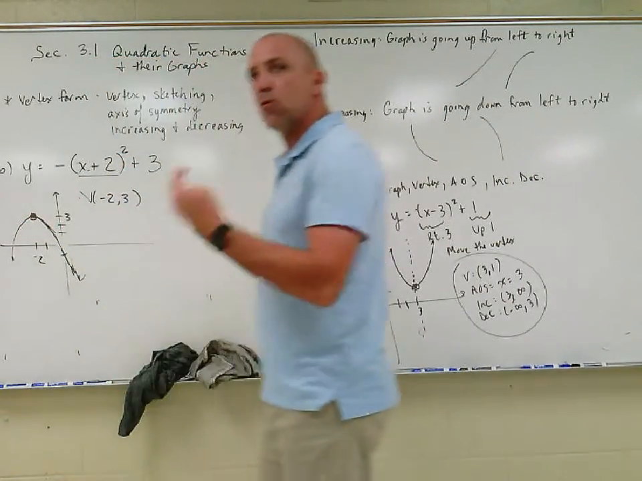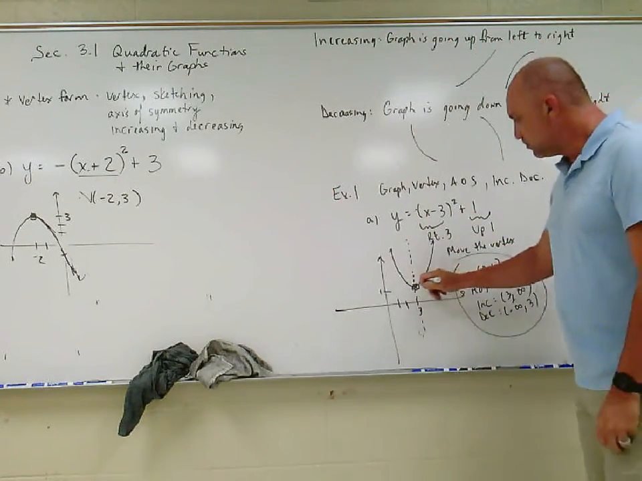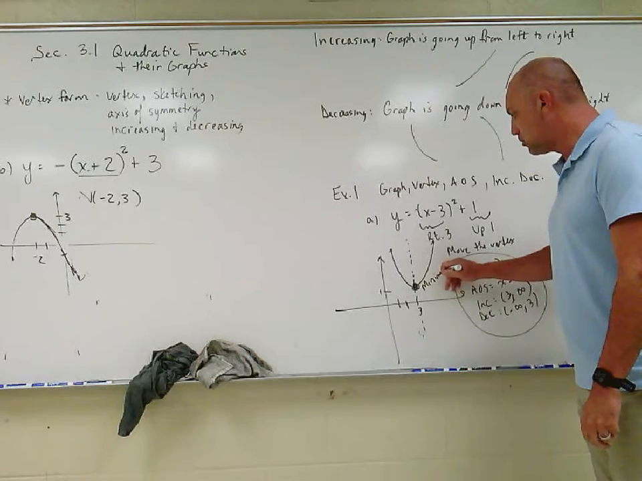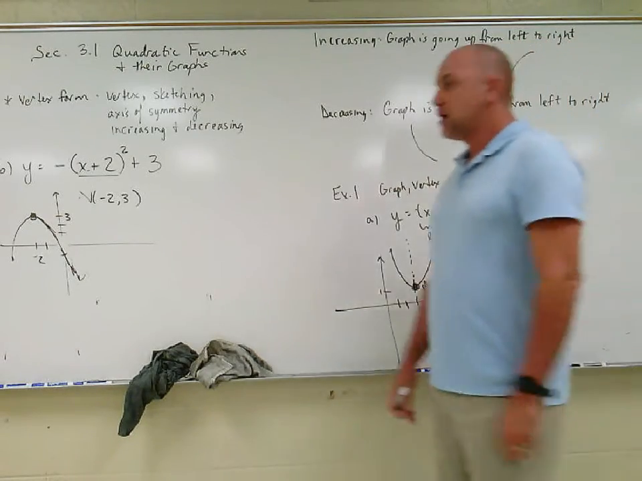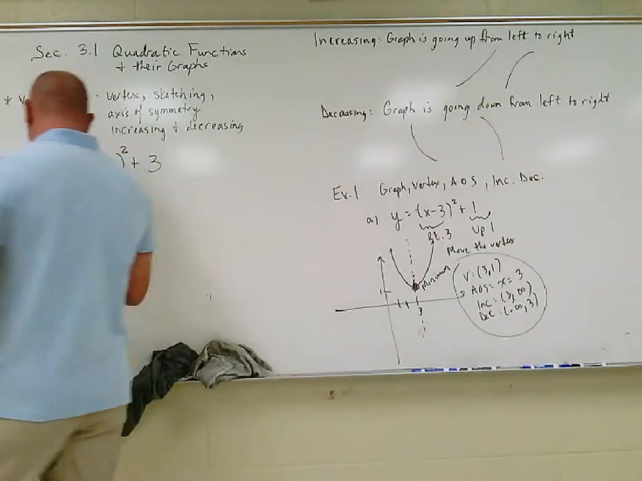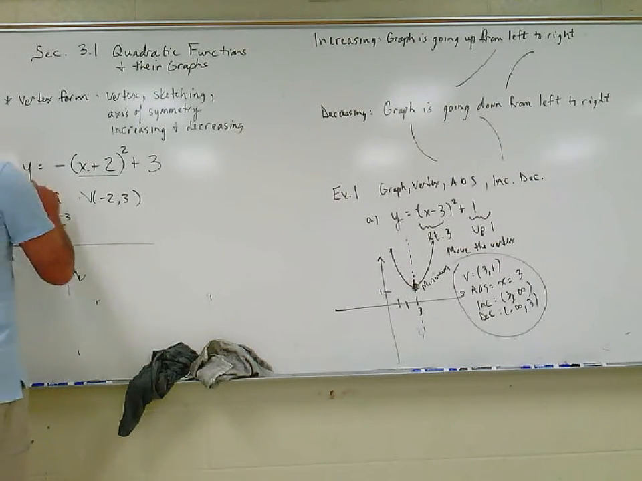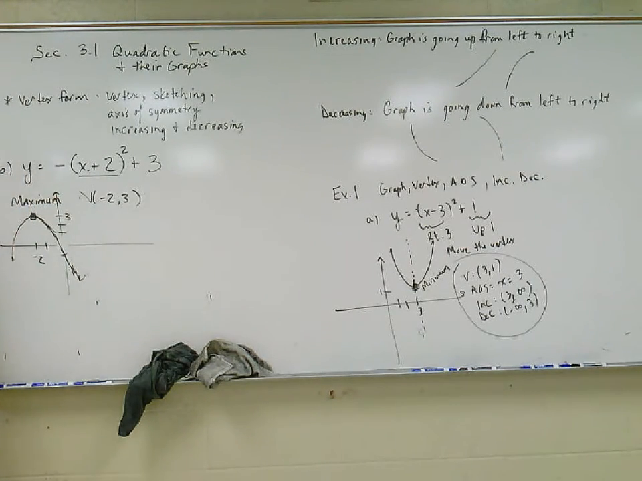So the other word we could use is when the graph opens up, that's the minimum. That's the lowest point on the graph. And when the parabola opens down, that's the maximum. So you may also see or hear that terminology, okay? All right. So vertex is -2, 3.